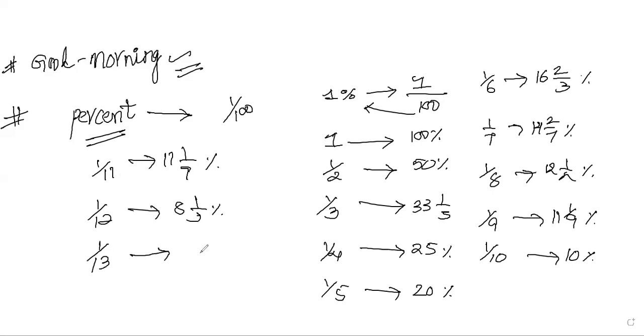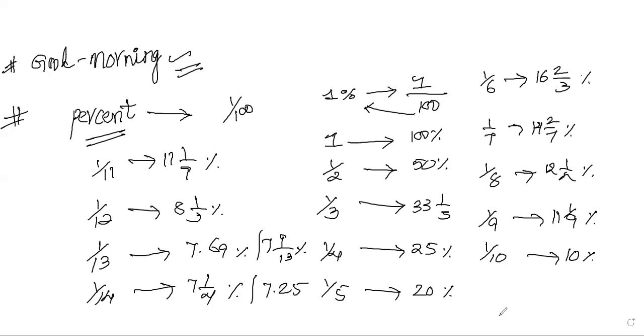What about 1 by 13? 7.69% or 7 9 by 13%. Then what about 1 by 14? It is 7 1 by 7% or 7.14%.